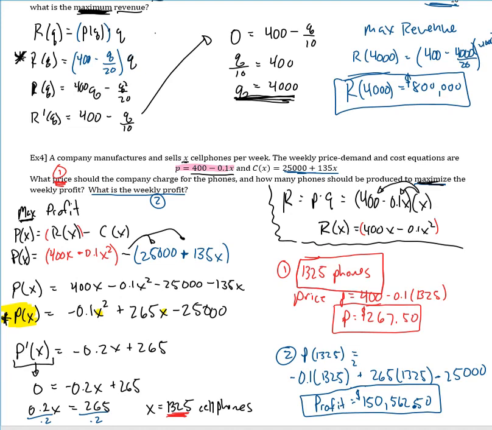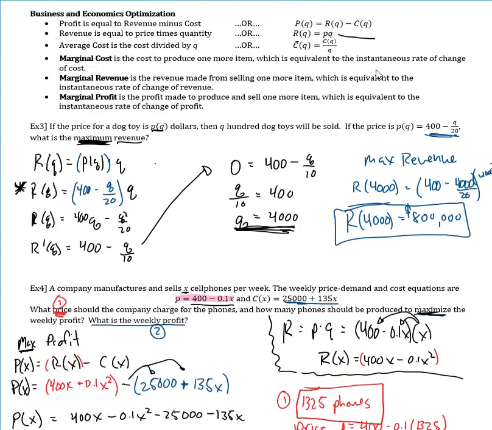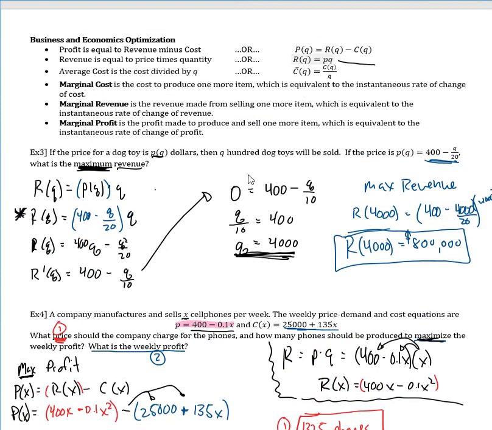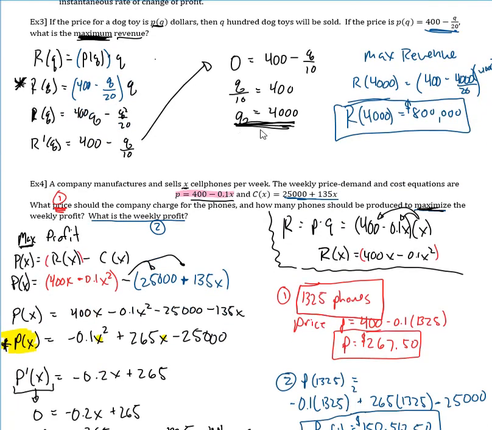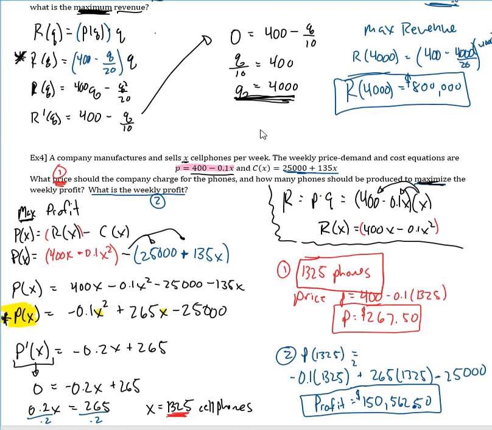Okay, so with business ones, as long as we're good with knowing what the vocabulary is, it's pretty much any of these types of scenarios. Once we have our equation, set the derivative equal to 0, and then from there we solve.